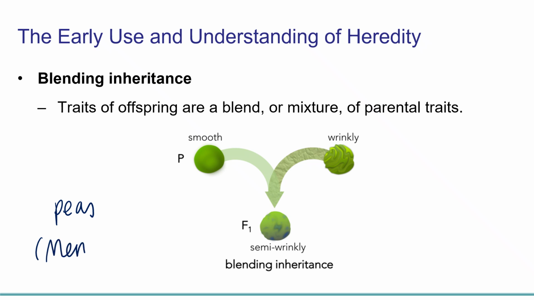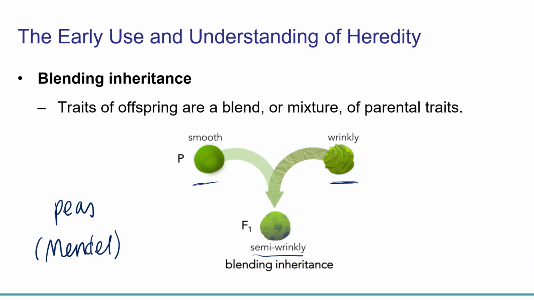We'll see those again when we get to Mendel. And so we see this example here. We have a smooth pea and a wrinkly pea. These are normal pea phenotypes. And so blending would tell us that the offspring would be semi-wrinkly. Another way to think of this is if you have an individual with straight hair, and has a child with someone with curly hair, their hair would be wavy.